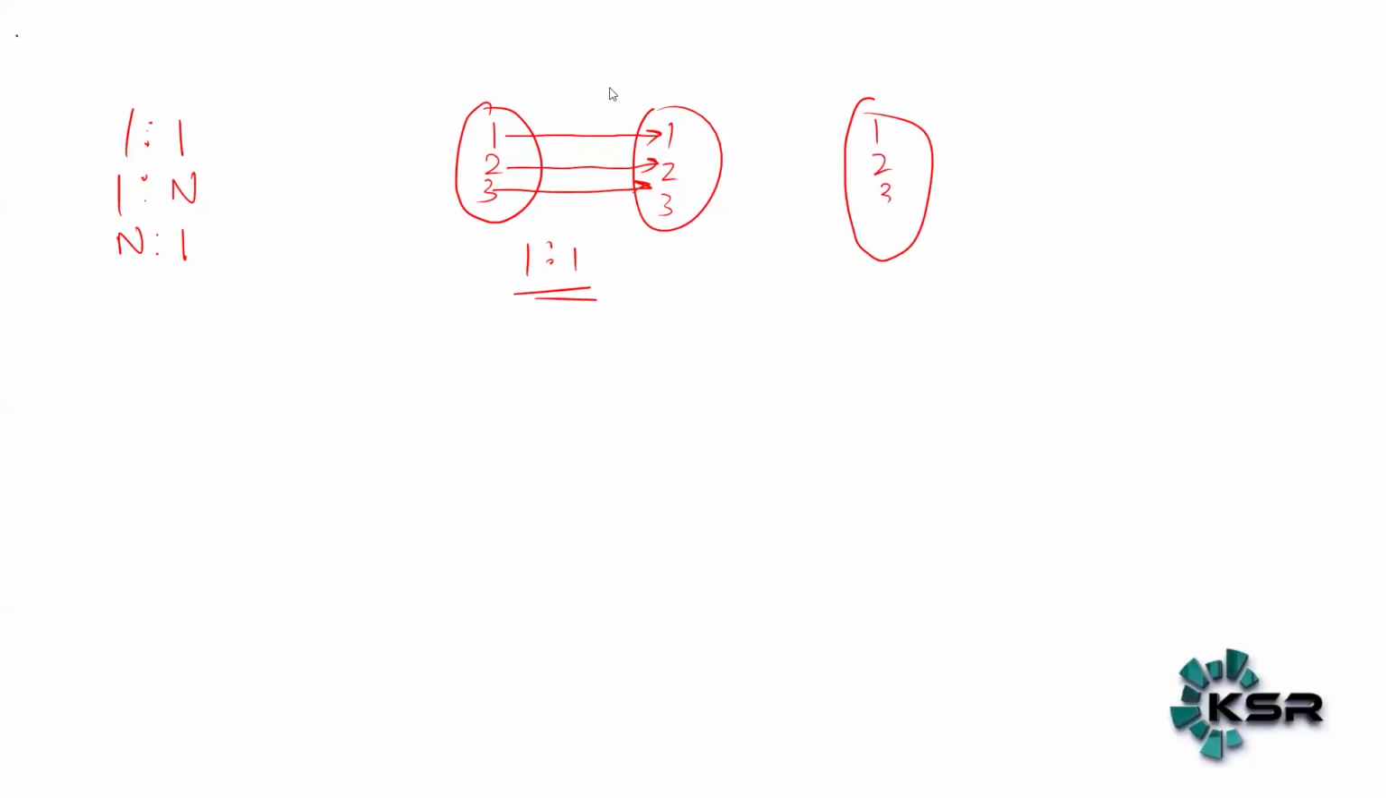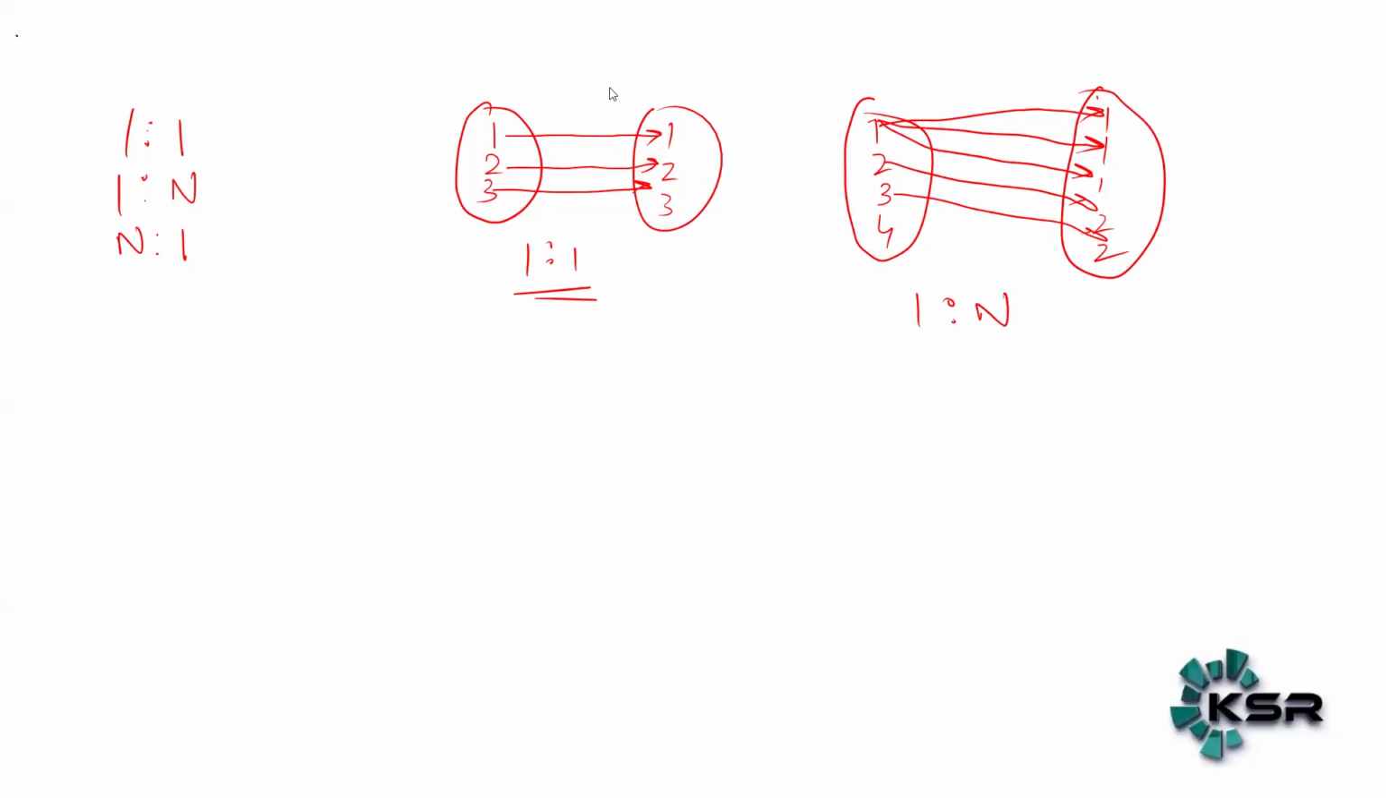1, 2, 3, 4. Okay. 1, 1, 1, 2, 2. So here you can see 1 is getting referred here, 1 is getting referred here, 1 is getting referred here, 2 is getting referred here, 2 is getting referred here. That is 1 to n. Now n to 1. It will be the vice versa of this: 1, 1, 1, 2, 2, 1, 2, 3, 4.